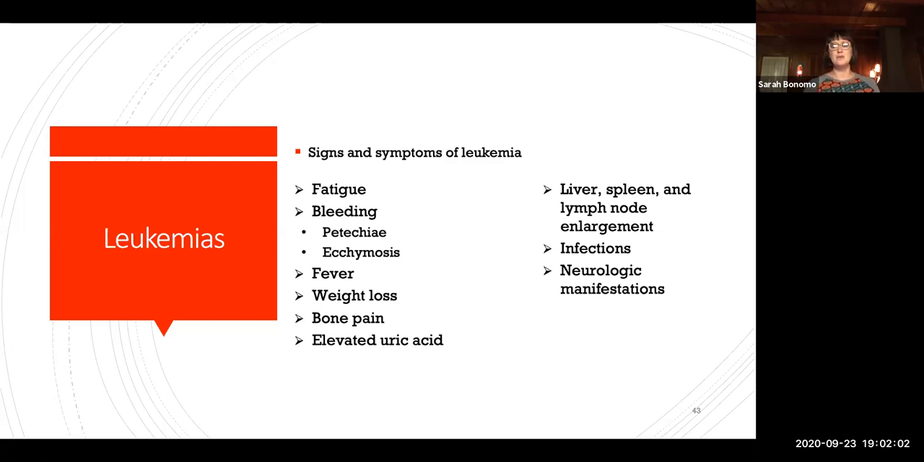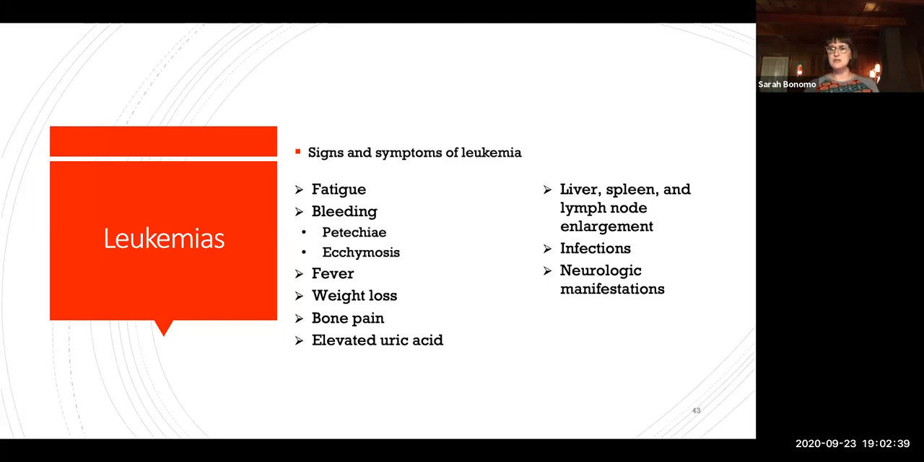But also patients just don't feel well, and so they don't feel like eating. It's like when you have the flu and you're like, don't bring me anything, I can't eat right now, I feel terrible. Elevated uric acid levels happen because there's so much turnover and breakdown of cells. Uric acid is a component of cell breakdown, and so you're going to see those uric acid levels rise in the body. Liver, spleen, and lymph node enlargement, because cells are just getting stuck everywhere. Your body's trying to filter them out, and so those organs are going to become enlarged.